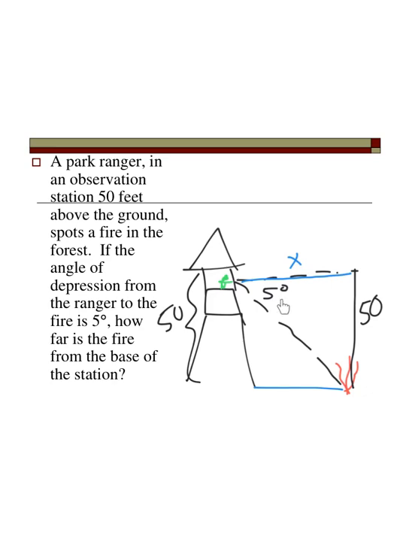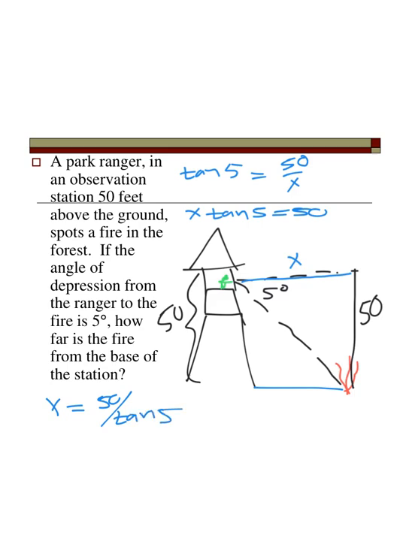Looking at my angle, 5 degrees, 50 is going to be my opposite side, and x is going to be my adjacent side. So I'm going to start with saying that the tangent of 5 degrees is equal to 50 over x. If I wanted to solve this, I would multiply both sides by x, and then I would divide both sides by the tangent of 5. So my expression would be x is equal to 50 divided by the tangent of 5 degrees. And we end up getting for our final answer 571.5 feet, which is how far away the base of the station is from the fire.